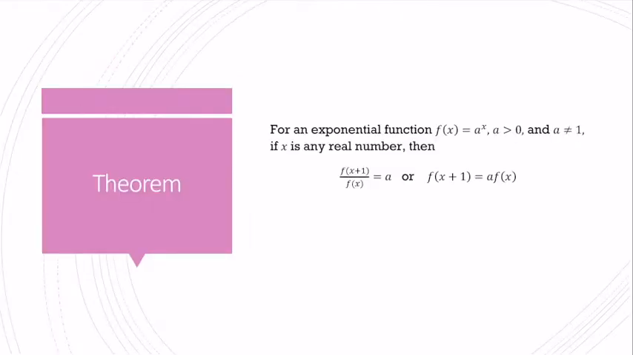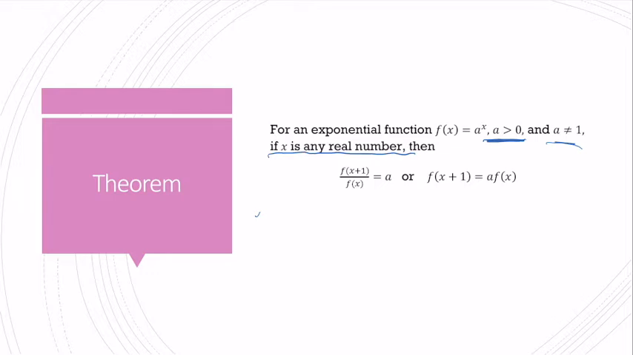So there's a theorem in order for us to determine whether something is an exponential function. If I have an exponential function where a is greater than 0 and a doesn't equal 1, and x is any real number, then if I take f of x plus 1 over f of x, that's going to equal a.